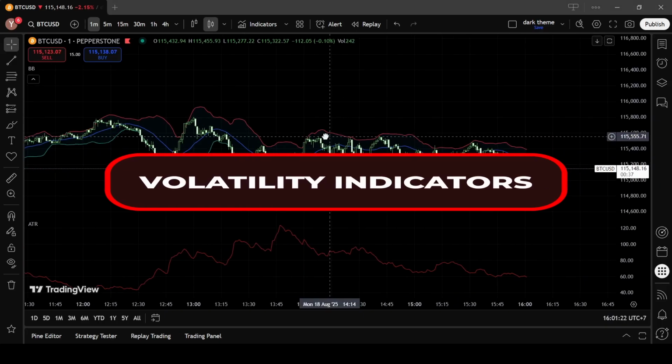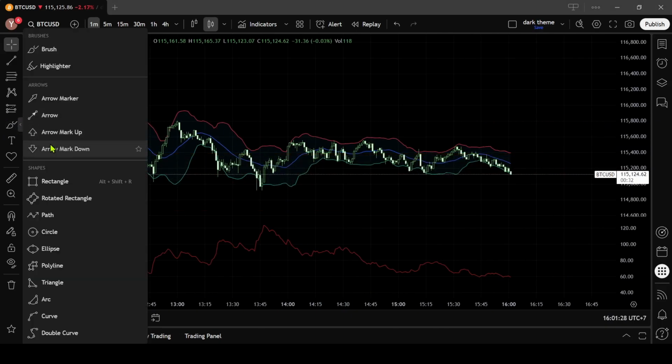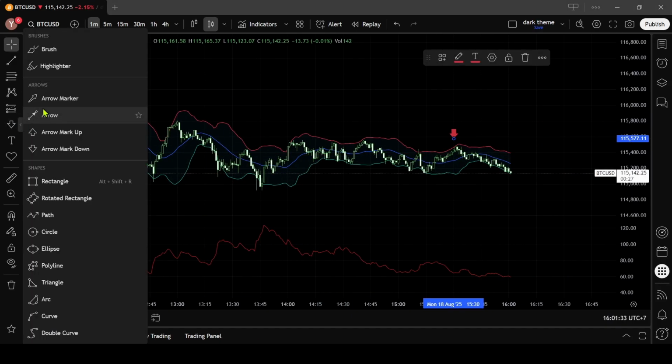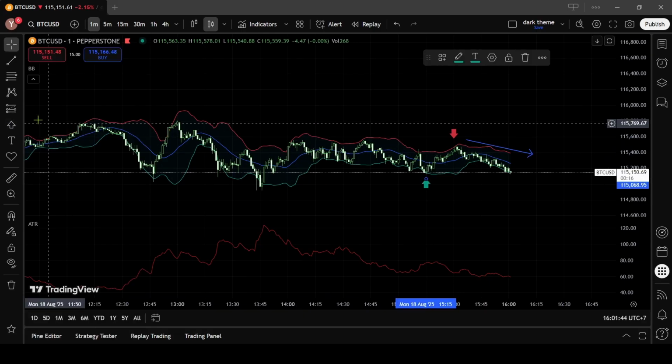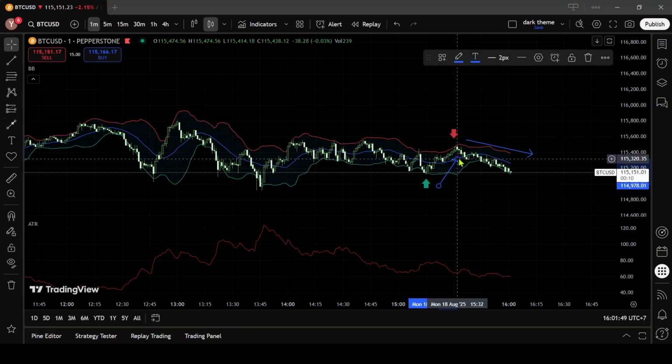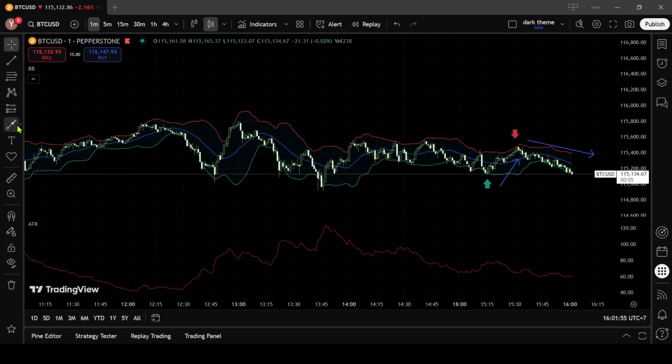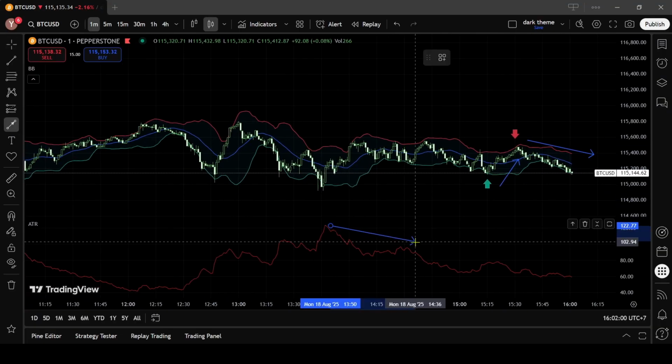Next, volatility indicators. These measure how much price is moving and how fast. Great for spotting breakouts or setting stop-loss levels. Examples include Bollinger Bands, ATR, and Keltner channels. They're not about direction, they're about intensity.